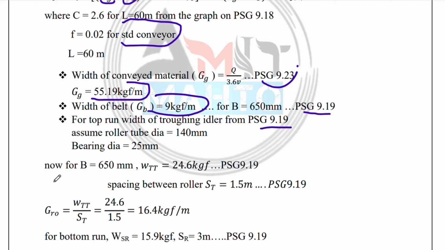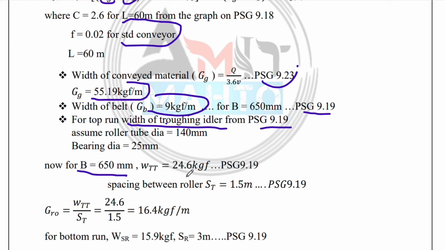Now for B equal to 650 mm, as we know, we have got this width of the belt. From data book 9.19, where you selected this, there is one table for the width of the troughing idler. From there select width 650 mm. You will get the value of Wt, which is 24.6 kgf. So this Wt is the weight of the troughing idler.